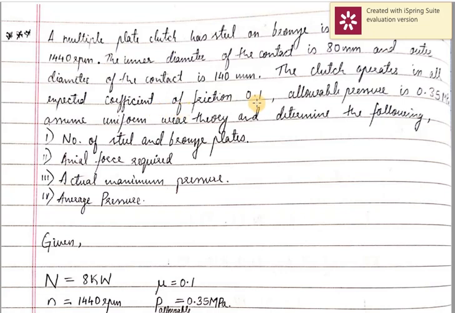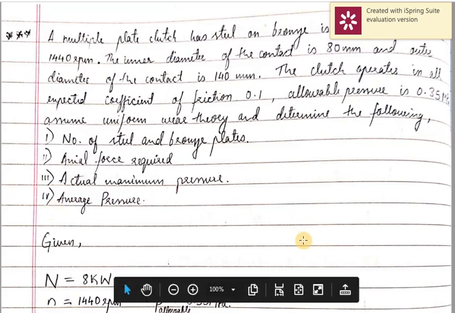Expected coefficient of friction is 0.1. Allowable pressure is 0.35 megapascal. Assume uniform wear theory and determine the following. The first one, number of steel and bronze plates. Second one, axial force required. Third one, actual maximum pressure, and fourth one is the average pressure. So these are the parameters to be determined.